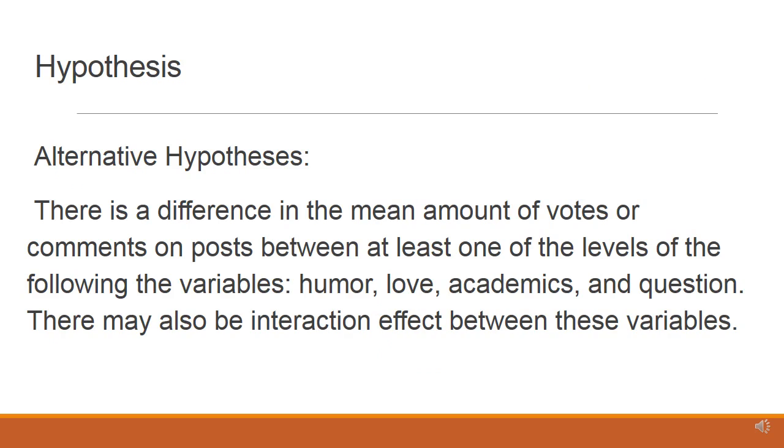Our hypothesis. Our alternative hypothesis is that there's a difference in the mean amount of votes or comments on posts between at least one of the levels of the following variables: humor, love, academics, and the question variable. There might also be an interaction effect between these variables. Our null hypothesis is that there is no difference in the mean amount of votes or comments on a post between the levels of each of the variables, and that there is no interaction effect between these variables.